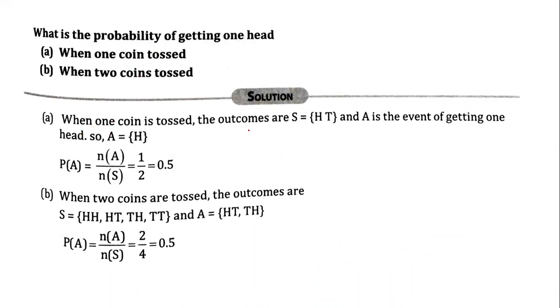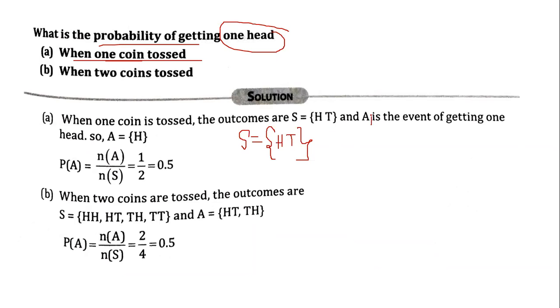what can be the outcome? That is the sample space. S is the sample space. Either you can get head or you can get tail. This is the possibility when you toss a coin. And what is it that they have asked us to find? They have asked us to find the probability of getting one head when we toss one coin.